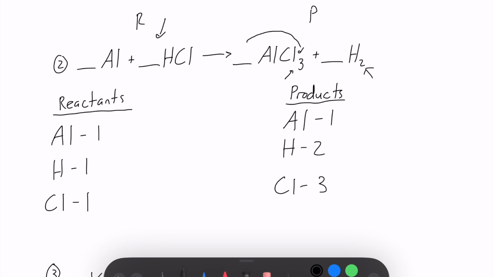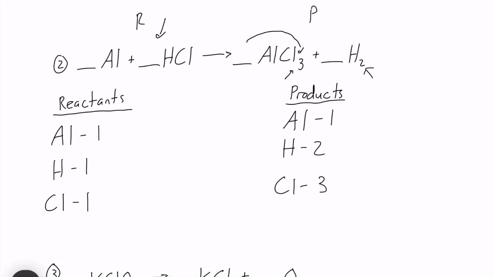So instead of a 1 in front of aluminum chloride, I'm now going to try a 2, which means we have 2 aluminums on the product side and 2 aluminums on the reactant side. Let's move on to our chlorines. So we have 2 multiplied by Cl3, which gives us 6. So I'm going to try a 6 in front of hydrochloric acid, which means we have 6 hydrogen. And we can multiply H2 by something to get 6 hydrogen.